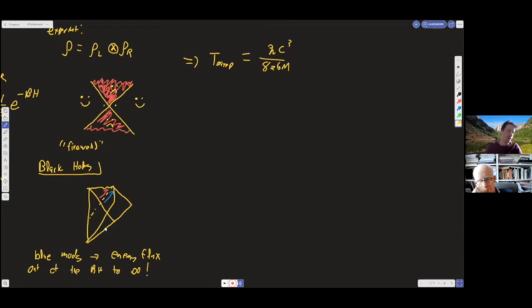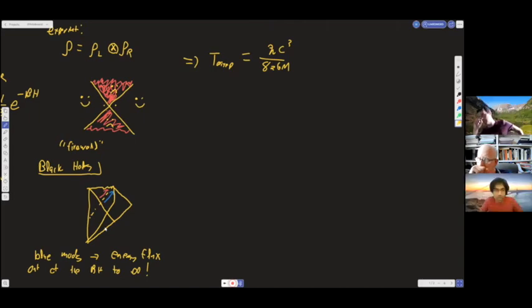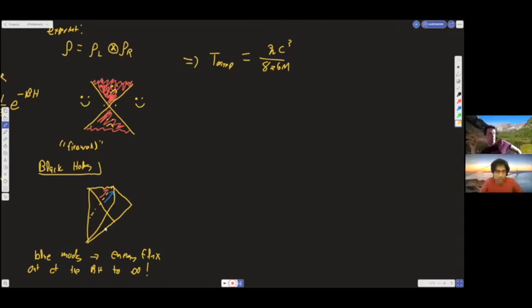Siddharth has a question, or is that old? No, that's new. Can you explain again why you have an energy flux in the case of the black hole horizon, but not in the case of the Rindler horizon? What exactly makes the difference in the flux there?